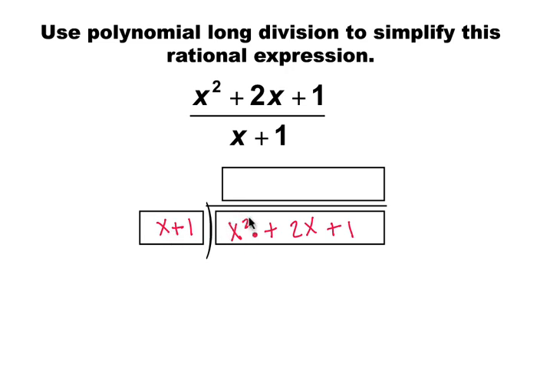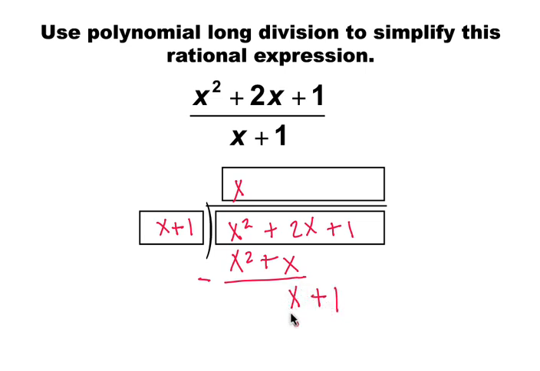To match the leading term here, we multiply the divisor by x. So we get x times x plus 1, or x squared plus x. We subtract this product from the dividend. The squared terms cancel out. 2x minus x equals x, and then we bring down the next term to get x plus 1.